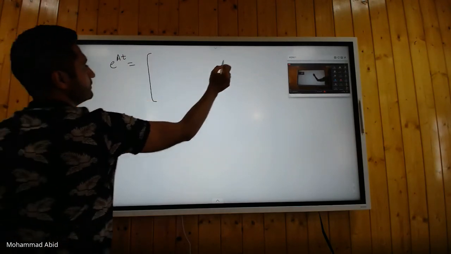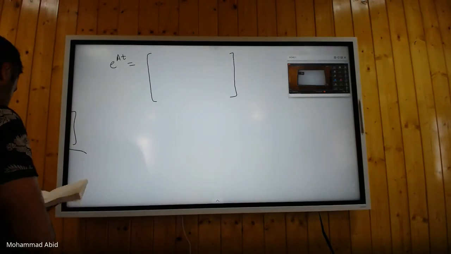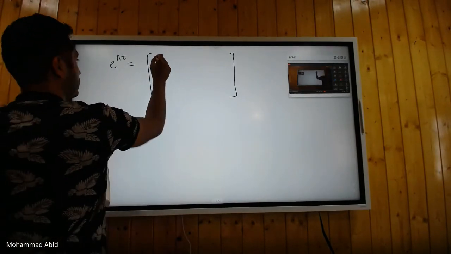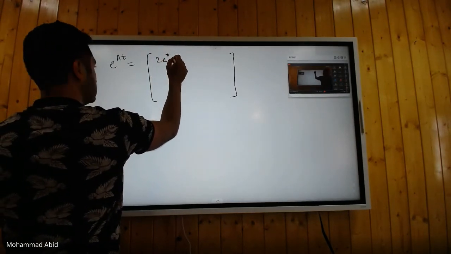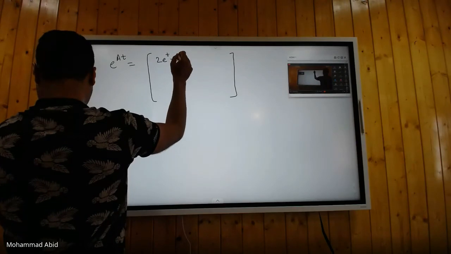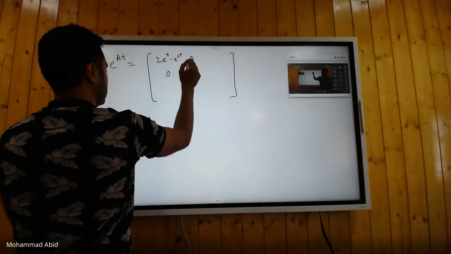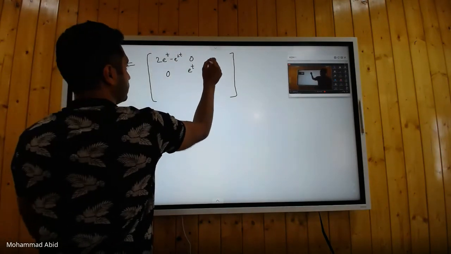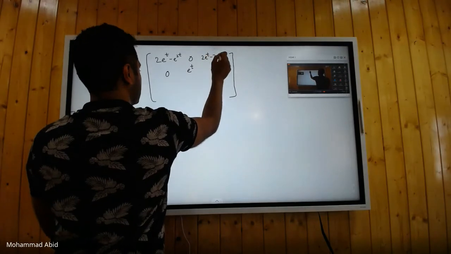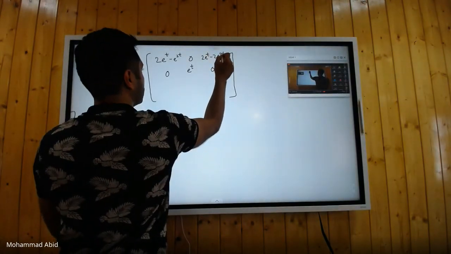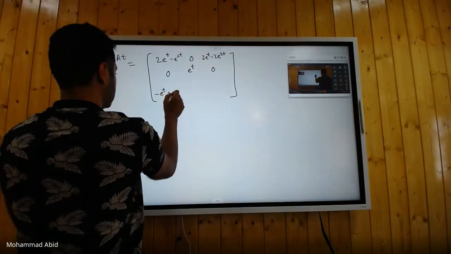It will get 3 cross 3 matrix. Isn't it? तो क्या है? e to the power t minus e to the power 2t, 0, 0, e to the power t, 0, 2 e to the power t minus 2 e to the power 2t, minus e to the power t plus e to the power 2t.